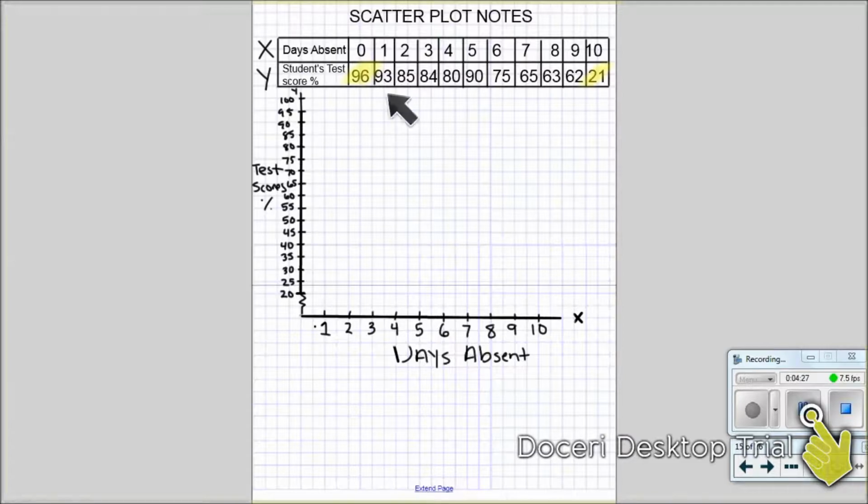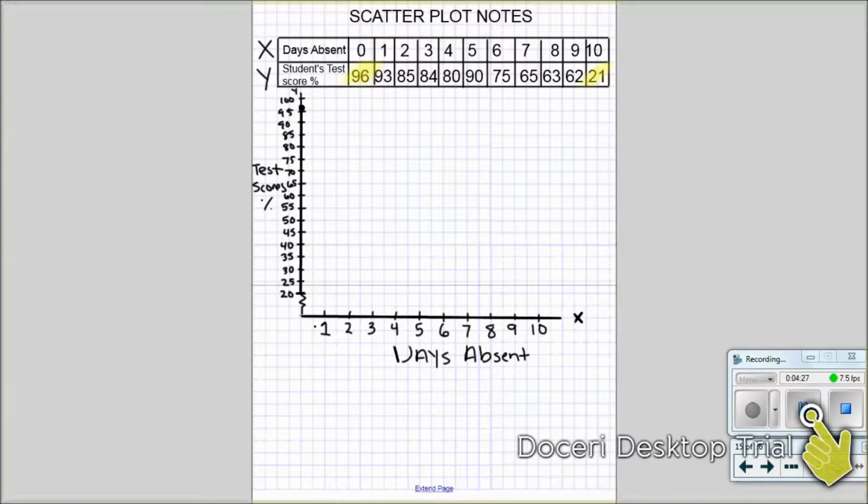Remember, our x value is the days absent, so we're going over to 0, which isn't moving at all, and up all the way to 96. So our first point is over 0 on the x-axis, up all the way to 96, which is just above 95, and putting our point. So go ahead and do that. Over 0, up 96, and we're putting a point right there.